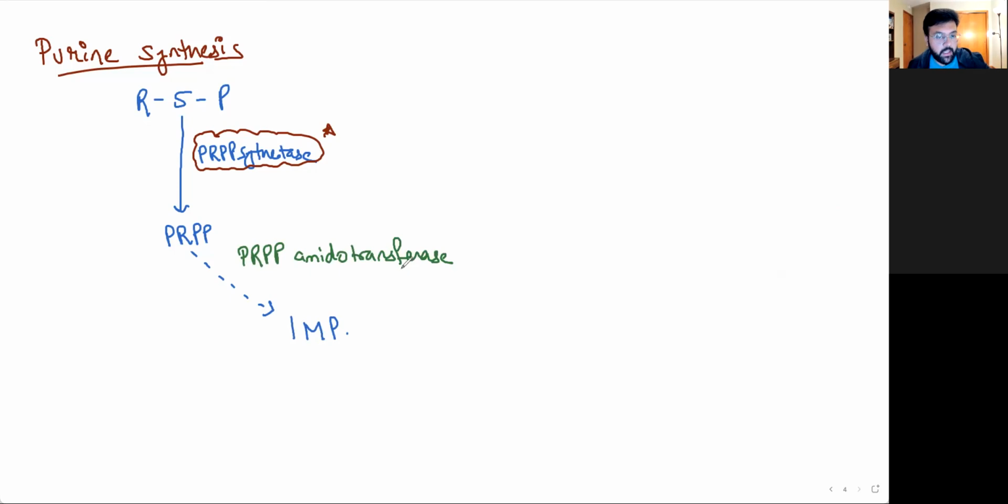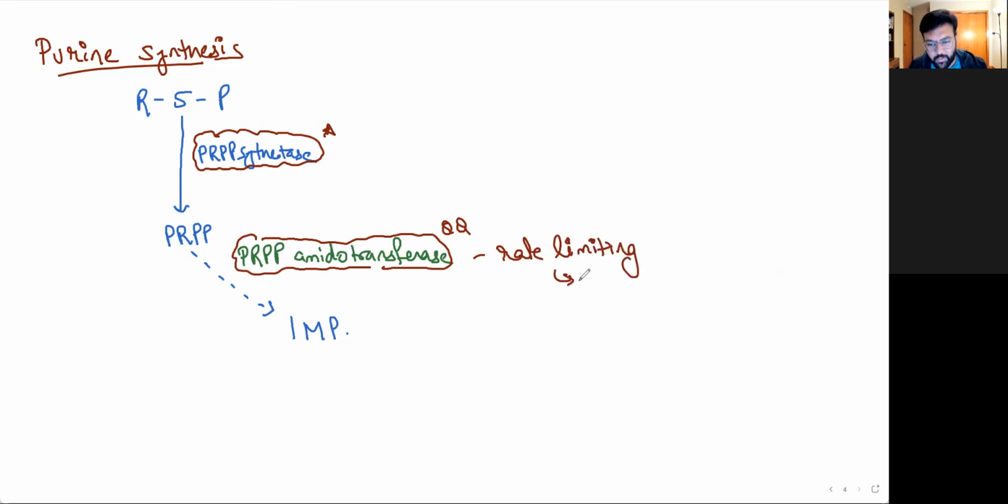There are a lot of steps in between. We just want to forget this, okay? Because if you want to convert PRPP to IMP, there is an intermediate step which is 5-phosphoribosylamine, and then later on it can be converted into IMP. But for now, just remember this one: PRPP amidotransferase. It's a rate limiting enzyme for purine synthesis.